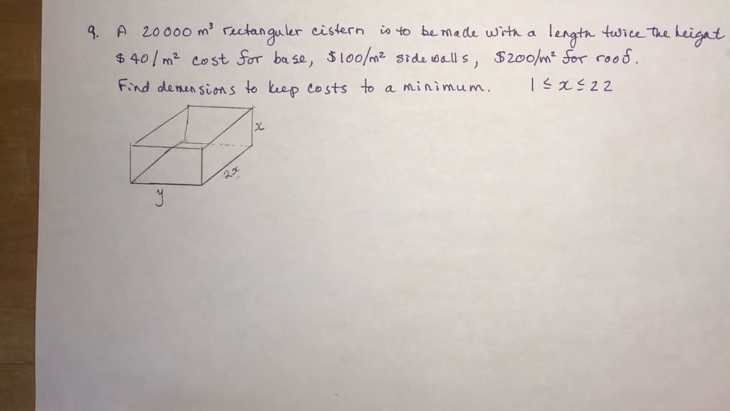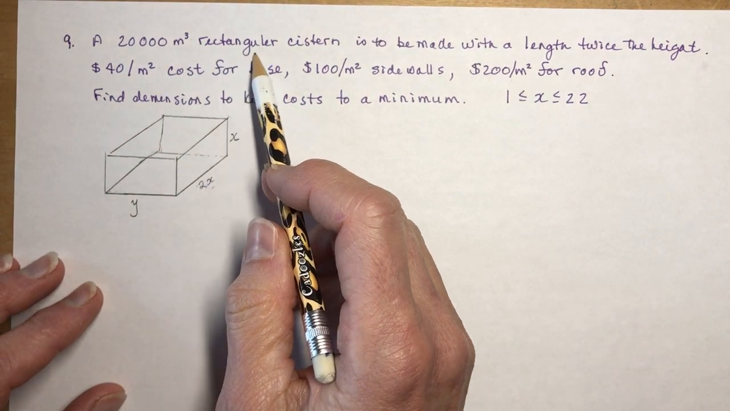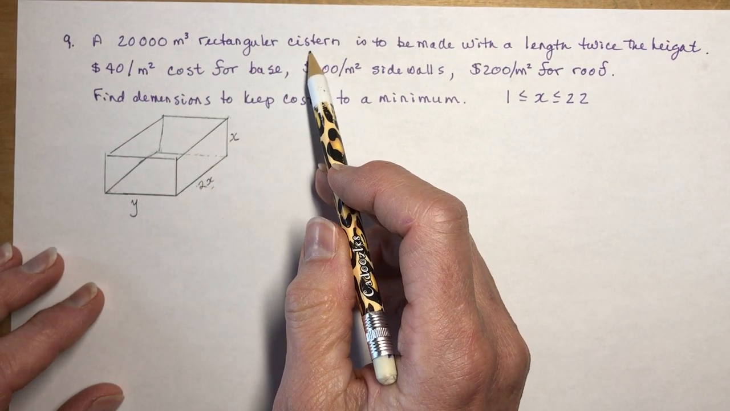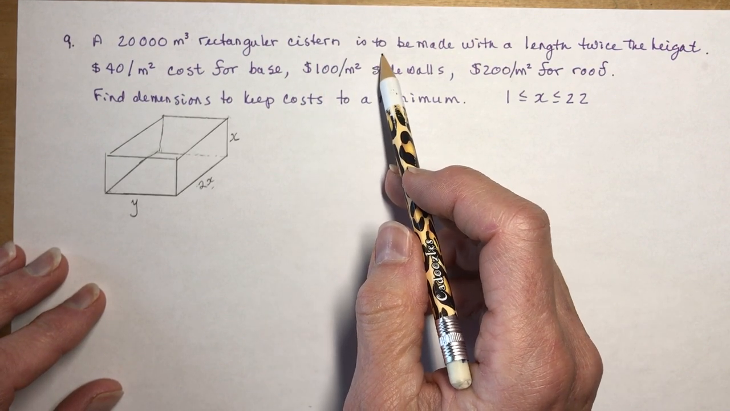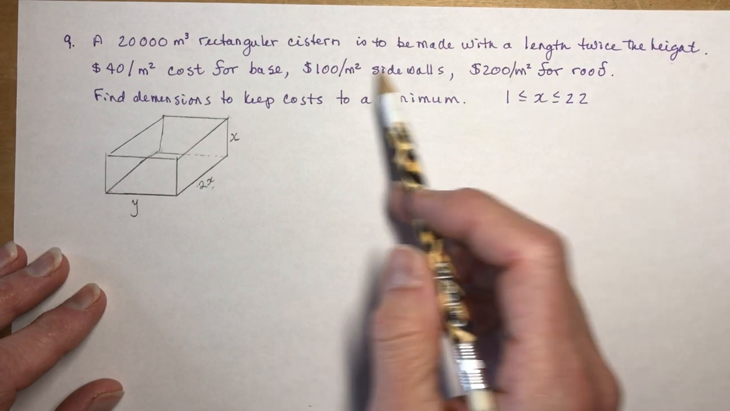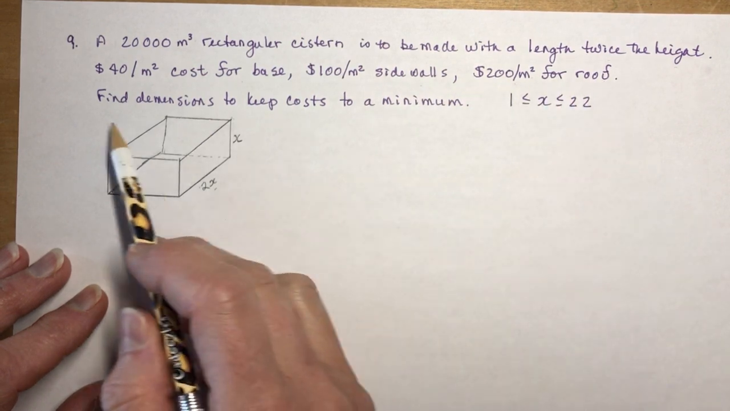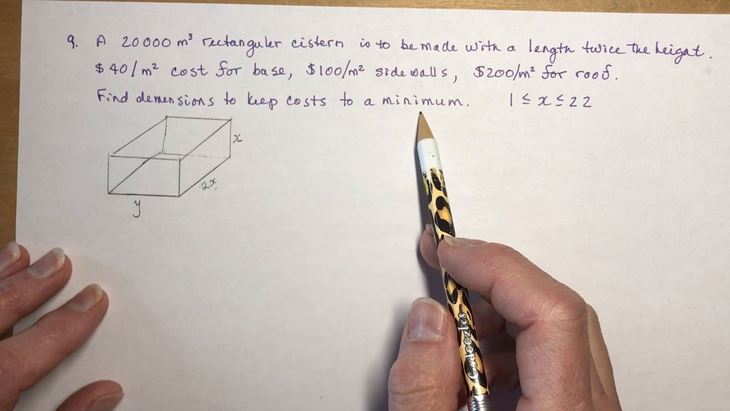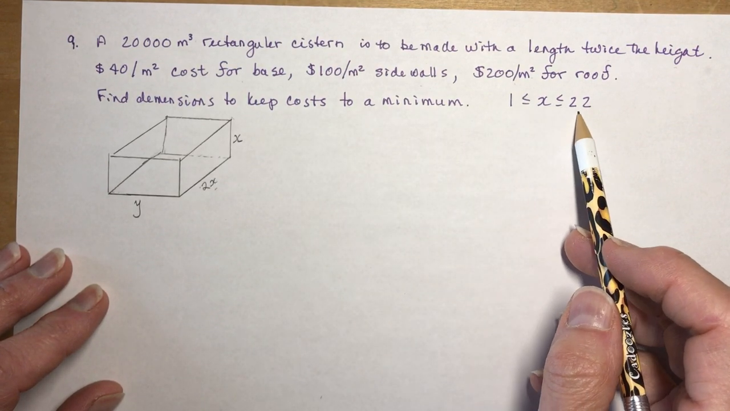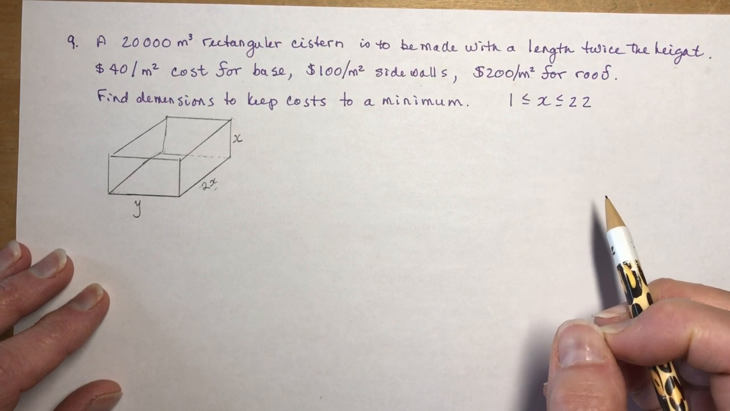And the last one I'm going to do is this one from question 9. And it says that you have a 20,000 cubic meter rectangular cistern. So that's one big thing, right? 20,000 cubic meters is to be made with a length twice the height, $40 per meter square cost for the base. I shortened the question down a little bit because I didn't want to write it all out, but basically I've got all the facts here. Find the dimensions to keep the cost to a minimum, and they want X to be between 1 and 22, and that had something to do with the depth that the cistern could be buried.